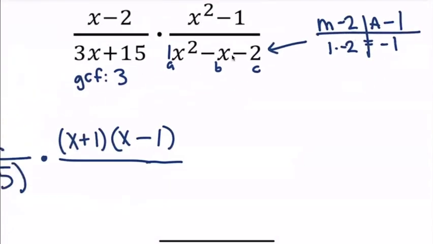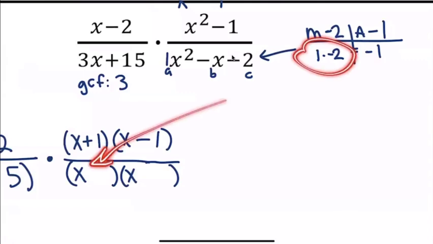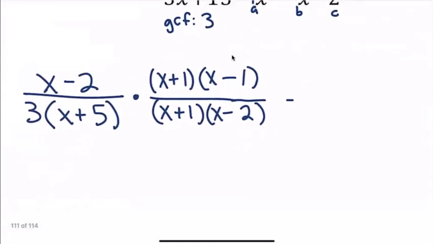But now that it said 1x squared, I'm going to do my little binomials here. We have x times x. And then we just take these numbers from our chart and put them in there. So plus 1 and minus 2. And there we go.